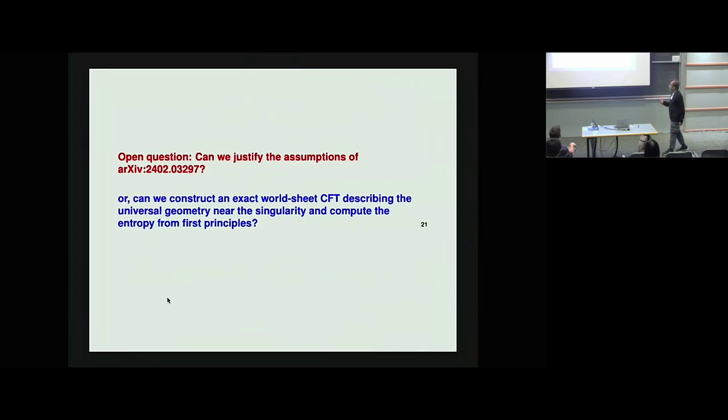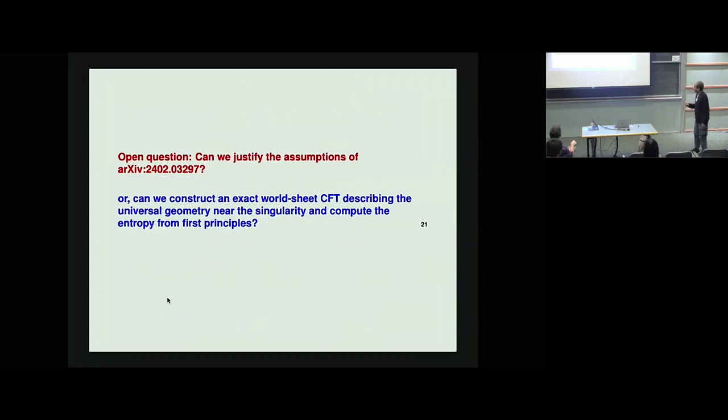Finally, some open questions. Can we justify the assumptions that they made? That's one way to try to solve this. Why other higher derivative corrections are not important, or how to calculate the explicit result for the entropy.